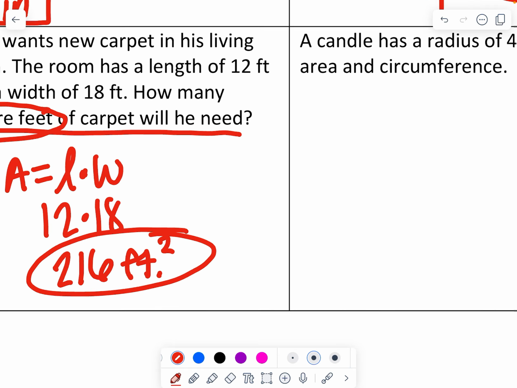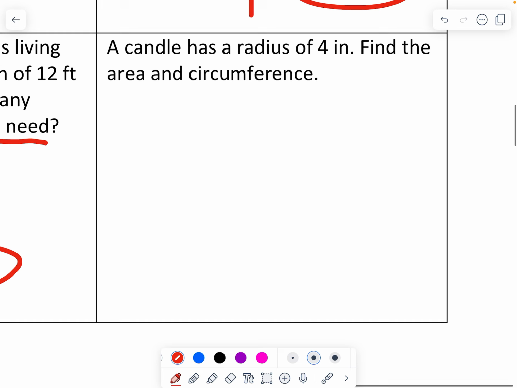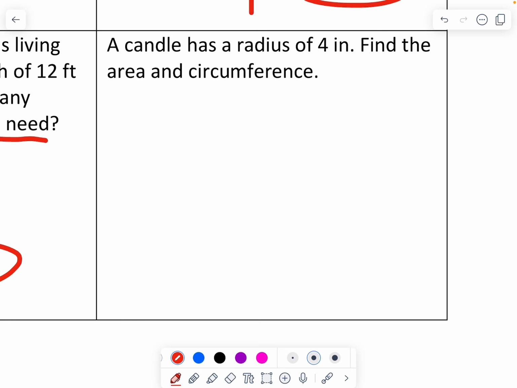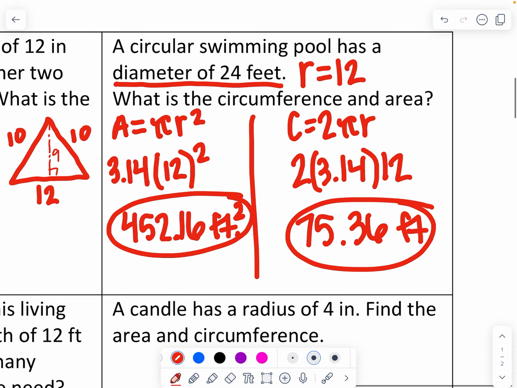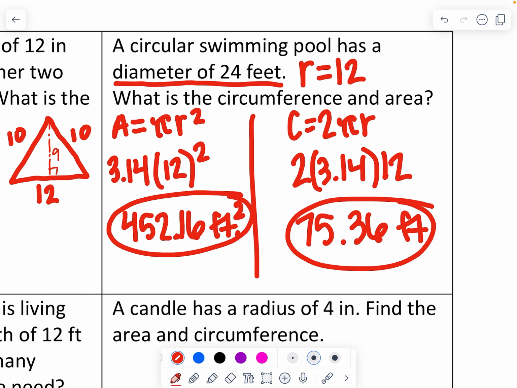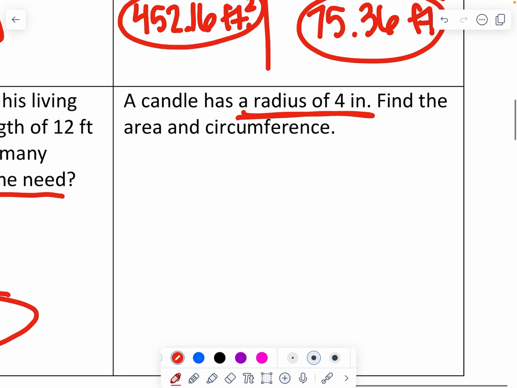All right, last question. A candle has a radius of 4 inches. Find the area and circumference. So this is like this example that we did, but it already gives us the radius. It tells us that the radius is 4 inches, and so that's the number that we get to use. So we don't have to divide anything by 2 because it already gave us the radius. So we're going to solve it just like we did the other one.